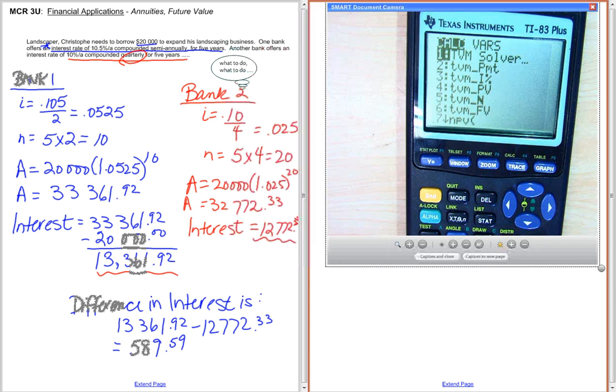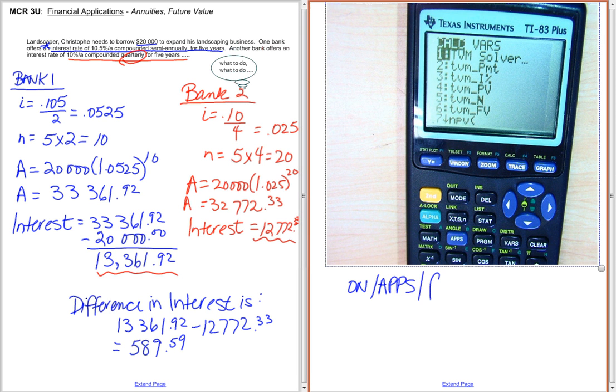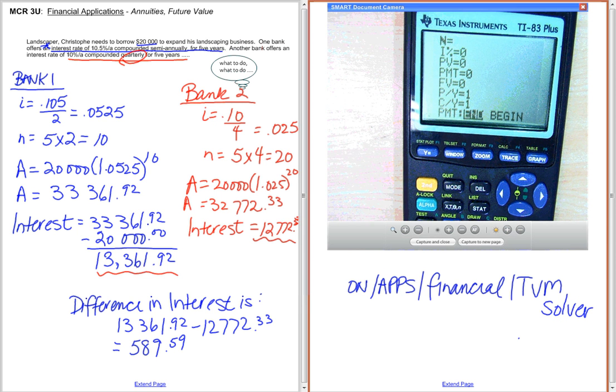So we have on, apps, financial, TVM solver. And we get the screen. Let's fill in the data for the first scenario, the bank number 1. Bank number 1. So N is for number of years for compound problems. The number of years is 5.